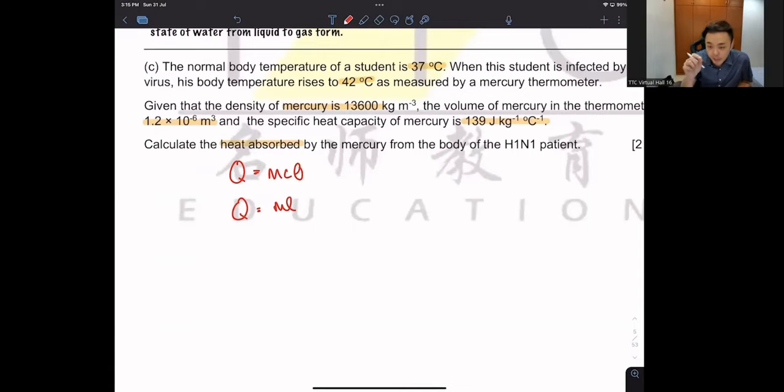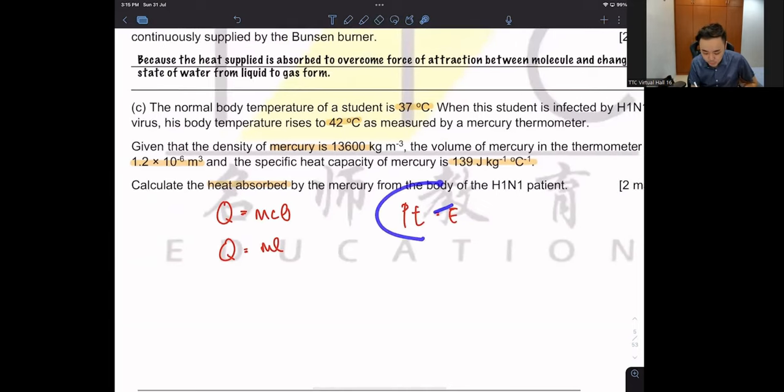Q can be calculated using MC theta, or using ML. PT is used when they give you power. That one is not exactly a formula for heat. Power multiplied by time is actually the general formula for any energy. Usually, this one is used when they convert electrical energy to heat.